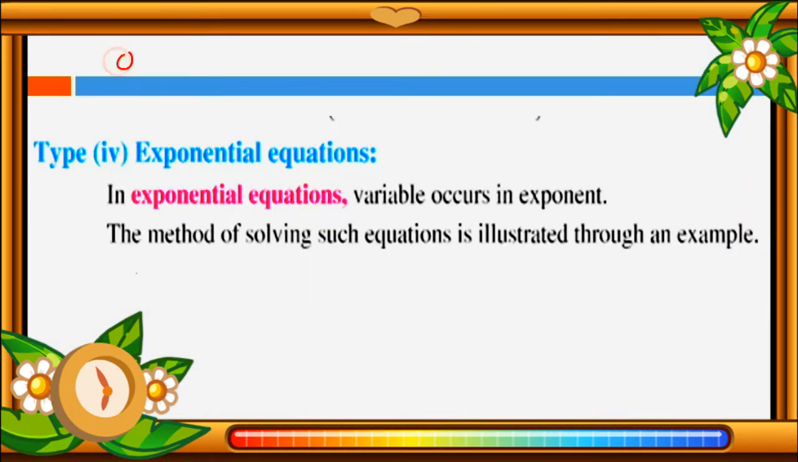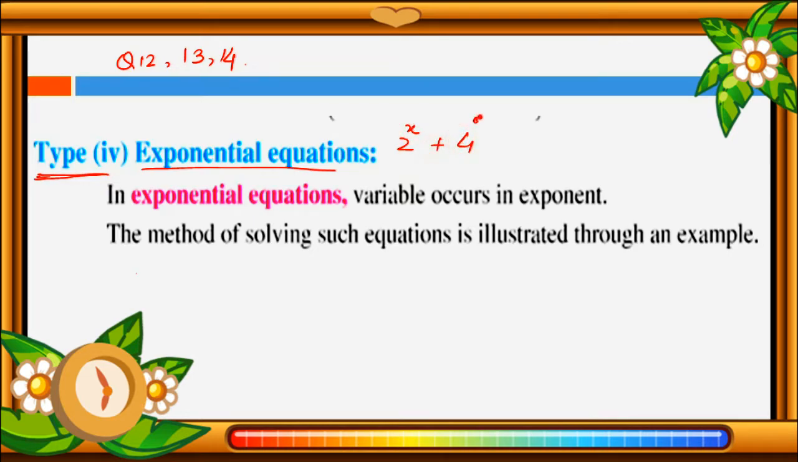In questions number 12, 13 and 14, the equations which we need to solve are exponential equations. So this is type 4, exponential equations. First, what is an exponential equation? Exponential equations are those equations in which the variable occurs in the exponent.